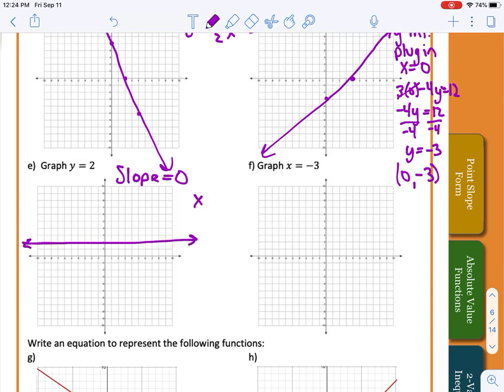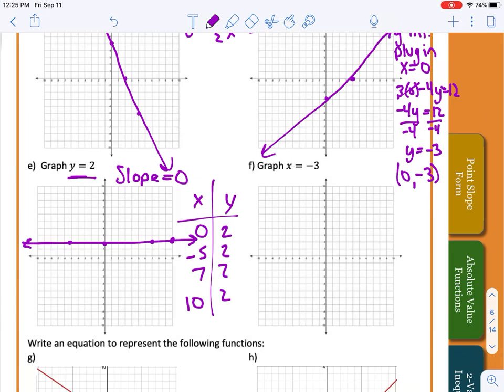If you would like, you can draw a t-table where all the y values must be 2. Y always equals 2. So no matter what x value you choose, you will always have 2 as your y value. And you'll notice they're all on that line.